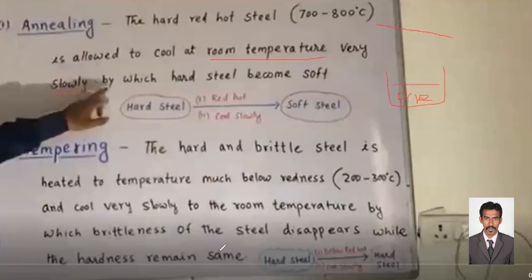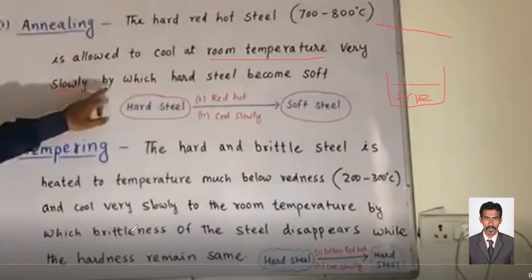So this is done to reduce the brittleness. Brittleness is breaking immediately, like glass. We don't want that property to occur in this steel, so we go for tempering. When we do this tempering, the brittleness will disappear, which means it will have good hardness and good ductile property. The opposite of brittleness is ductility.